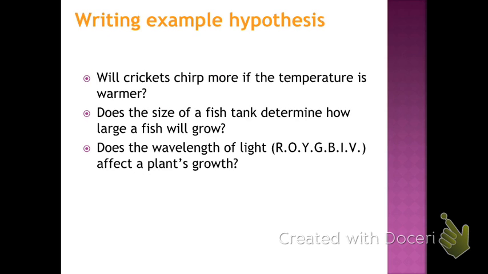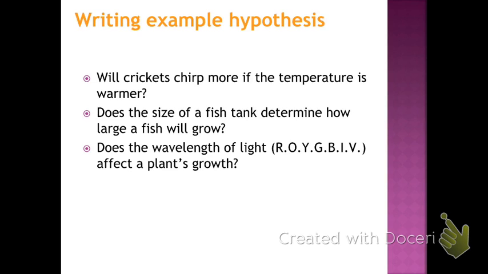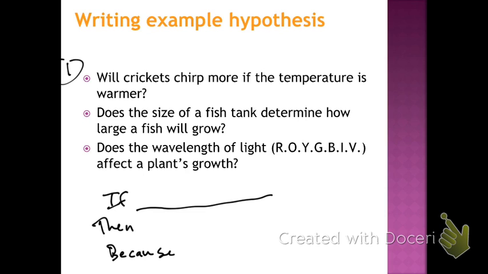So if, then, and because. Crickets chirp more if the temperature is warmer. The thing that's changing is the temperature increasing. So our if statement for the first one would be, if the temperature increases, then crickets will chirp more, because I've heard crickets chirp in the summer when it's hotter, right?